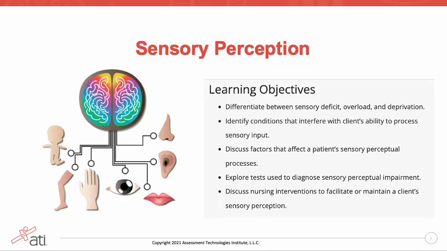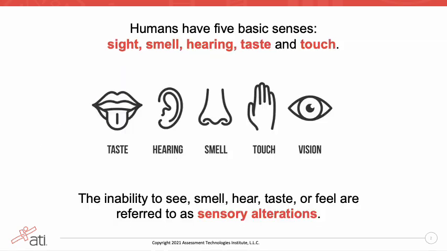Sensory perception is the ability to receive and interpret sensory impressions. That means that when we are taking care of our patients, they see and feel and smell and hear everything that's going on around them. And it's important for us to understand what those processes are and when there's a problem with those processes, when there's a deficit in sensory perception, so that we can help our patients in the best way possible.